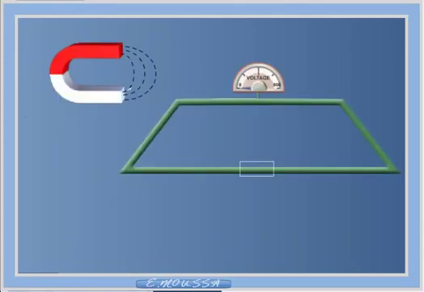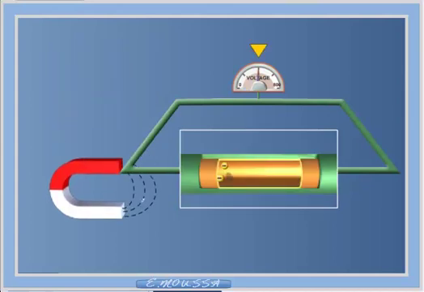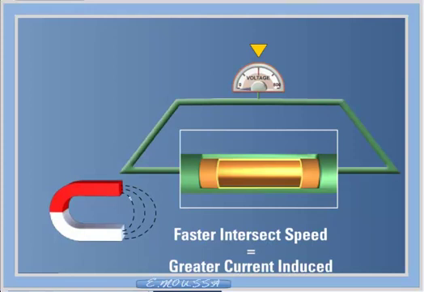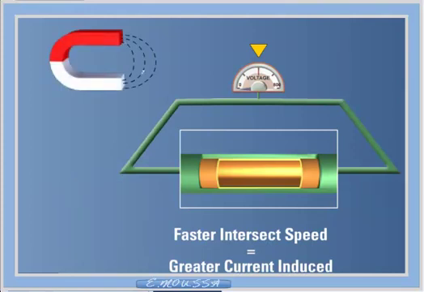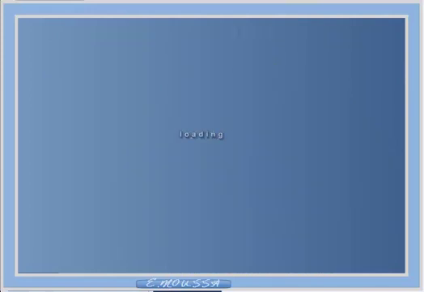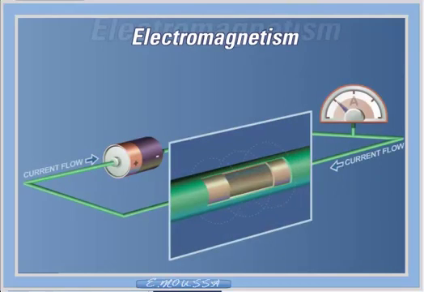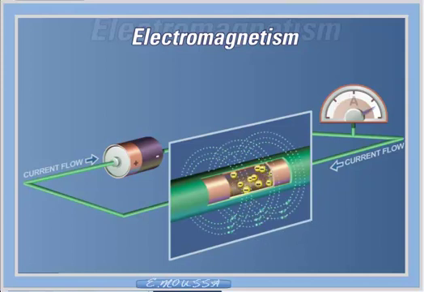When magnetic lines of flux cut through a conductor, a voltage and hence a current is induced in the conductor. The magnitude of the induced voltage and current is proportional to the speed at which the conductor is cut by the magnetic field and strength of the field. When current passes through a conductor, a magnetic field is induced around the conductor. The strength of the magnetic field will increase and decrease with an increase or decrease in current flow.